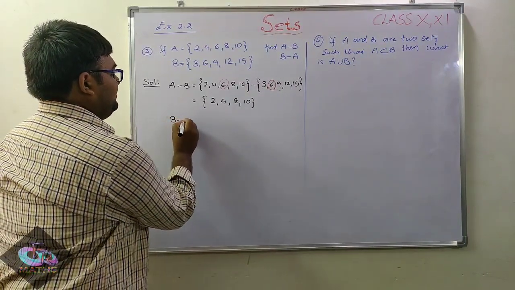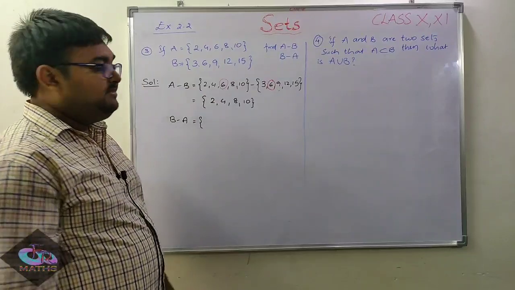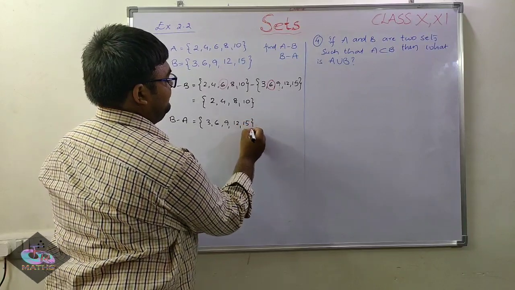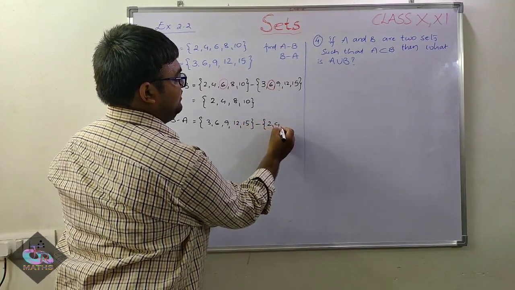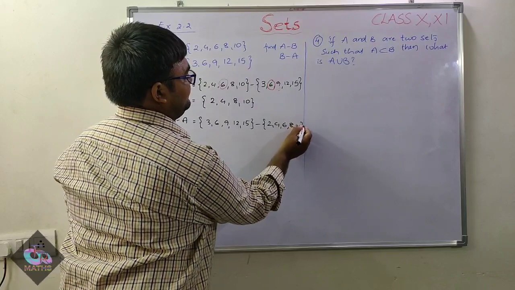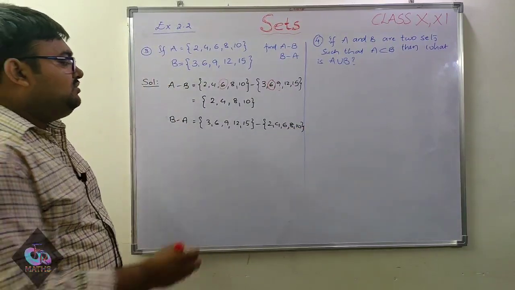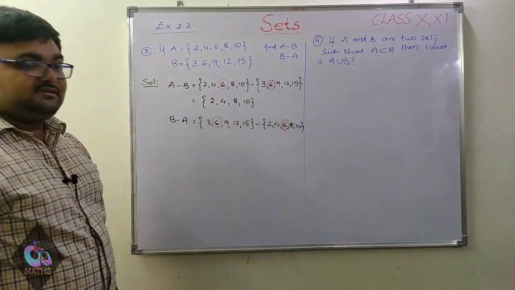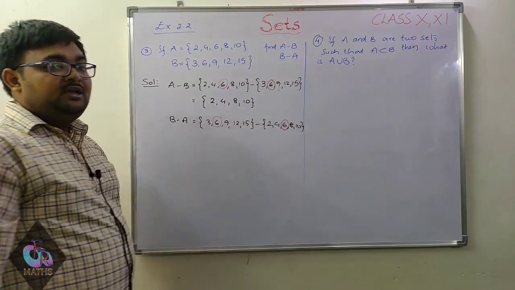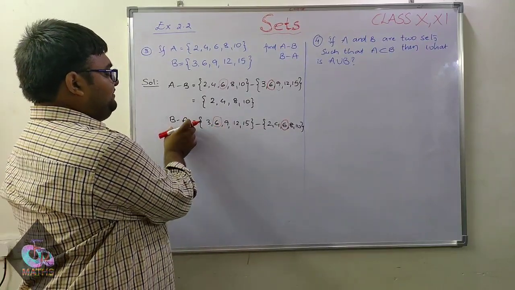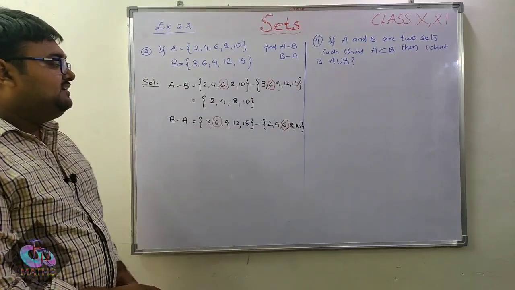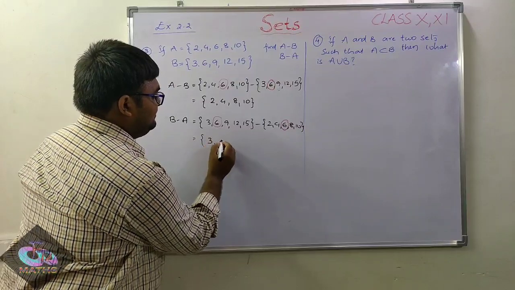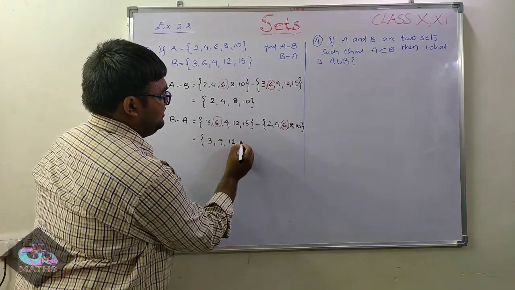Next, coming to B minus A. To find B minus A, first of all we need to write the set B {3, 9, 12, 15} minus set A, which is {2, 4, 6, 8, 10}. Once again, round up the common elements. Here 6, here also 6. Other than the common element, we need to write only the first set. B minus A means the first set is B. So other than the common element, B minus A is given by {3, 9, 12, 15}.